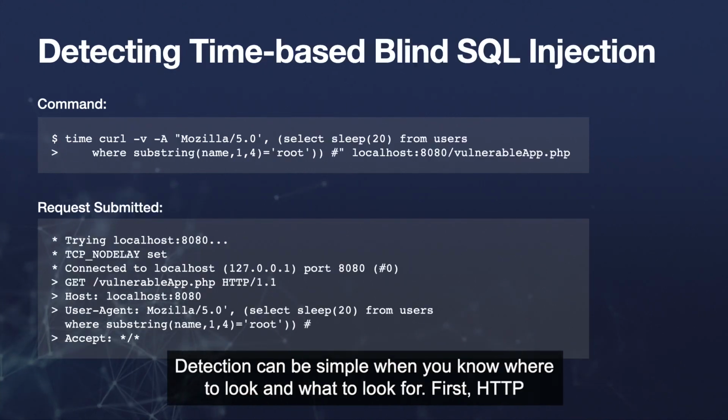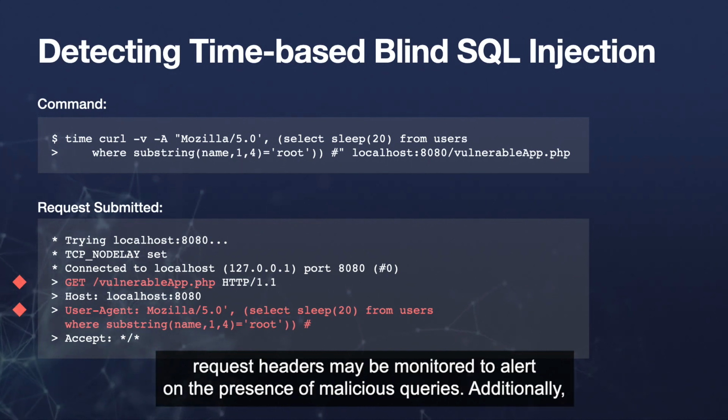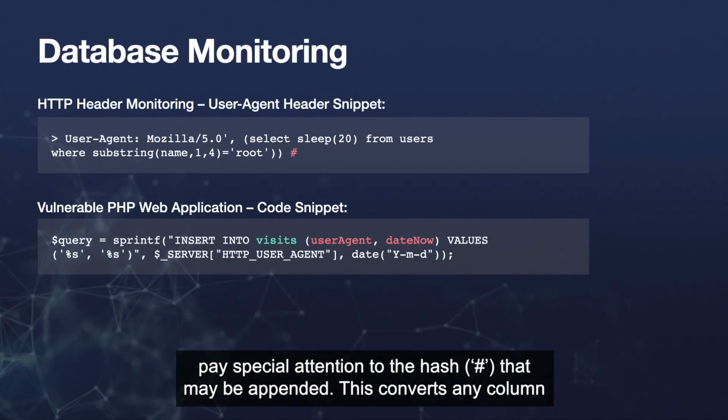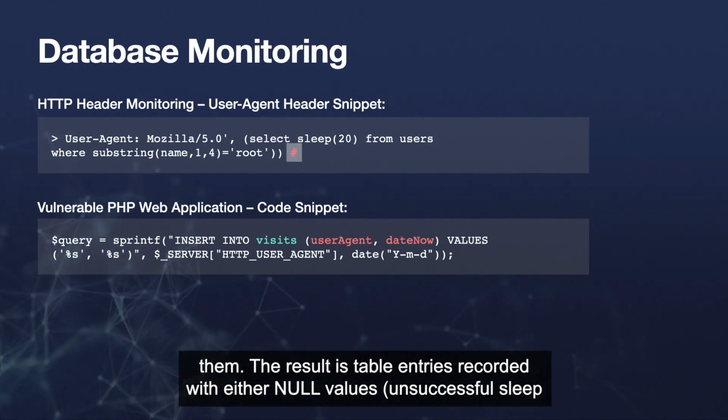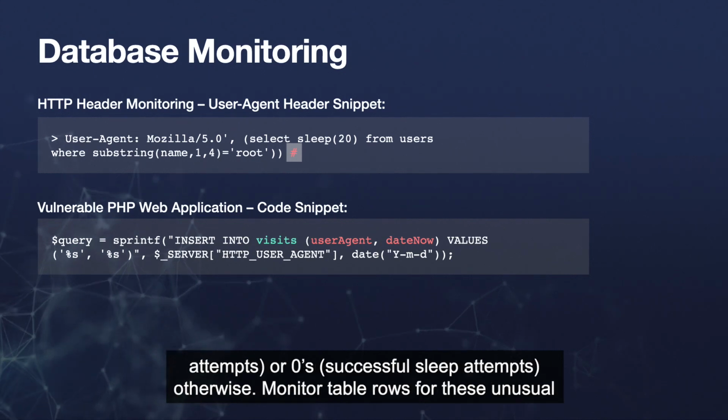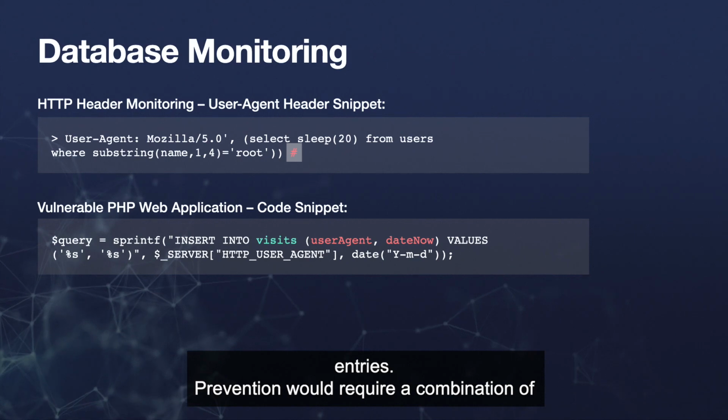Detection can be simple when you know where to look and what to look for. First, HTTP request headers may be monitored to alert on the presence of malicious queries. Additionally, pay special attention to the hash that may be appended. This converts any column variable outside an adversary's interest into a comment and forces the SQL parser to ignore them. The result is table entries recorded with either null values or zeros otherwise. Monitor table rows for these unusual entries.